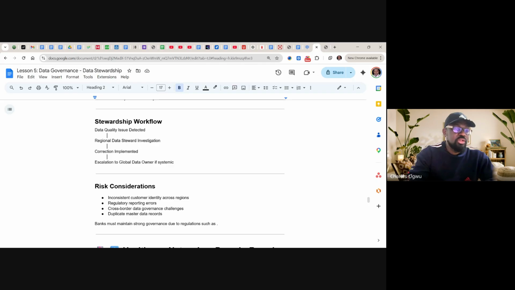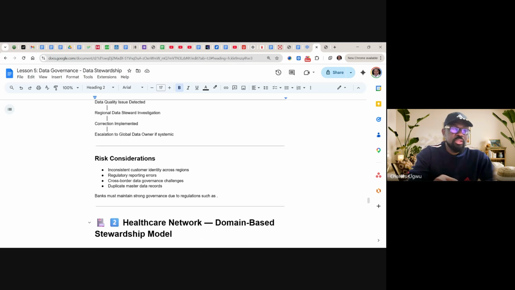And risk considerations: inconsistent customer identity across regions, regulatory reporting error, cross-border data governance challenges, duplicate master data records. So banks must maintain strong governance due to regulation within the industry. They have serious regulation.